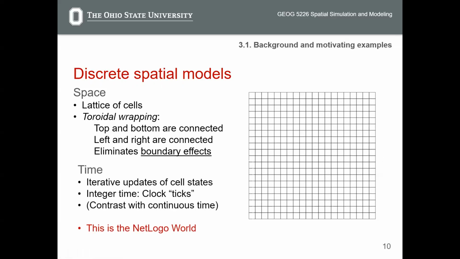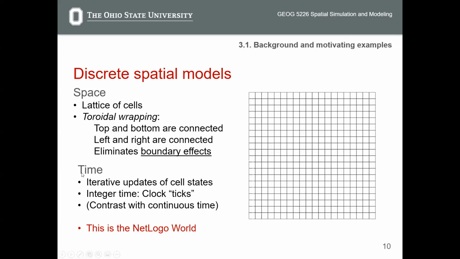And how to address time? We use iterative updates of cell states, and we use integer time called clock ticks, in contrast with continuous time. Here we use discrete time, which means that each cell has a specific state at a specific time. Could be 0, could be 1, could be empty, could be occupied, could be black, could be white, could be red, could be yellow, could be anything. But this state can change over time.